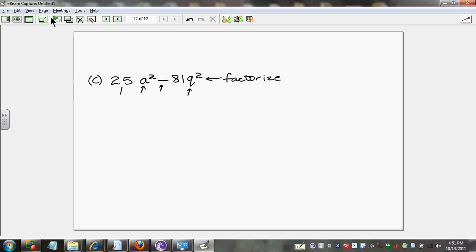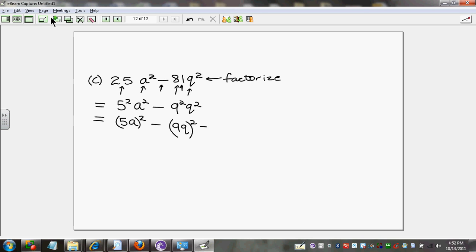And then we start to ask ourselves about the 25 and the 81. Is there a way that we could express those as something squared? So we ask, what square will give me 25, or what's the square root of 25? And the answer will be 5. So 5 squared will give me 25. A squared remains, minus what squared will give me 81? And the answer is 9 squared will give me 81. Okay, so that is what it is equivalent to. But then 5 squared a squared could be written as 5a all squared. And 9 squared q squared could be written as 9q all squared, like that.